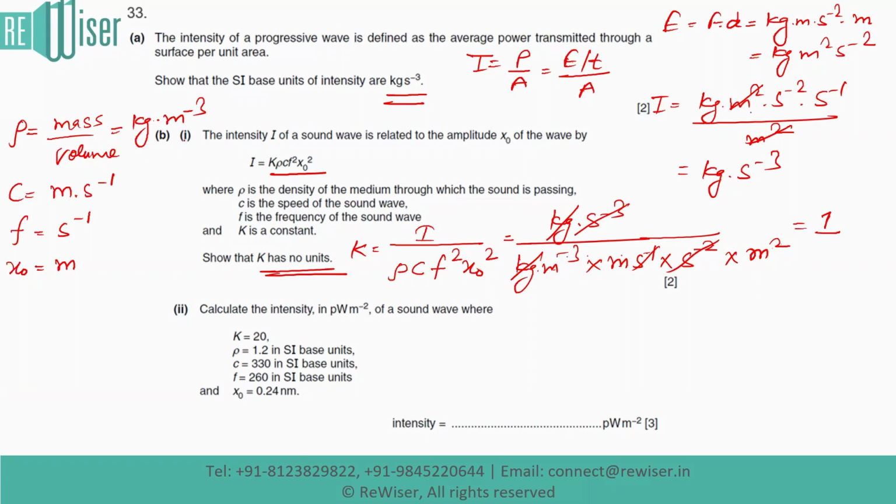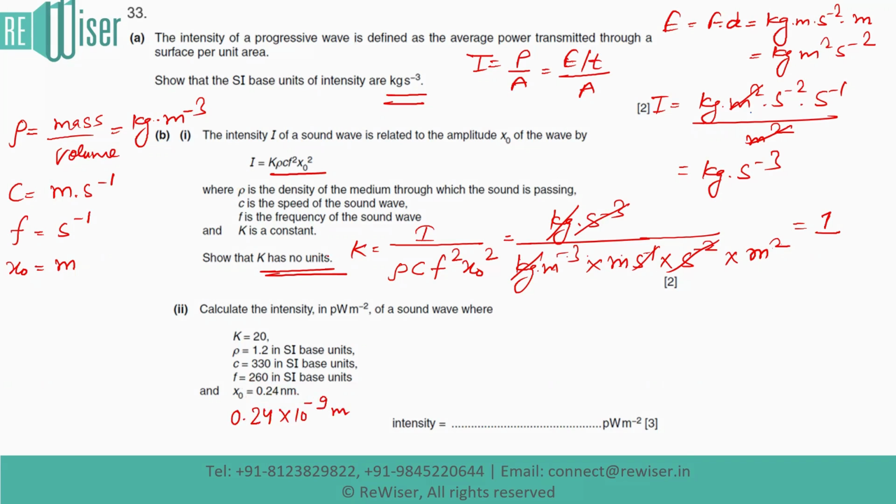So that's proved. In the second part, calculate the intensity in pico watt per meter square of a sound wave, where k is equal to 20, rho is equal to 1.2, c is equal to 330, f is equal to 260, and x naught is equal to 0.24 nanometer. Okay, so you focus here, 0.24 nanometer. Nano is basically 10 to the power minus 9, so it will be 0.24 into 10 to the power minus 9 meter.